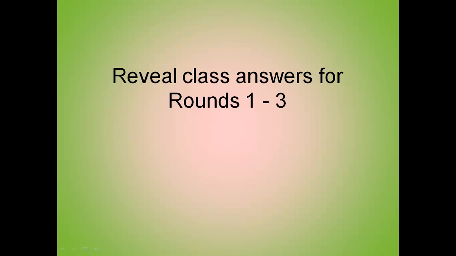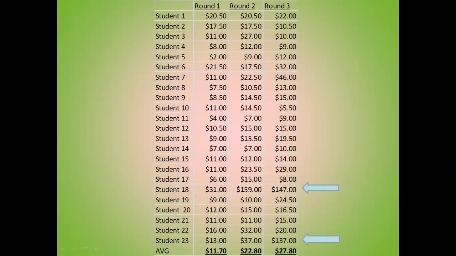Then I reveal to the class the spreadsheet which depicts what they have collectively chosen to date. This is a typical spreadsheet taken from one of my classes. What always happens, as you see here, is that the average price of a meal increases as you move from round 1 to round 3.